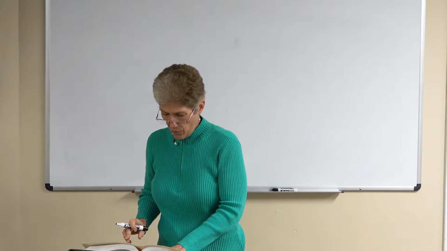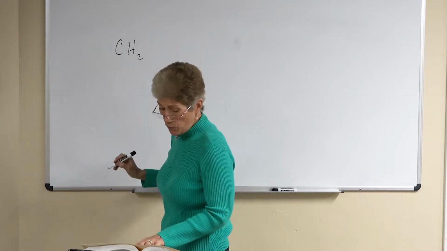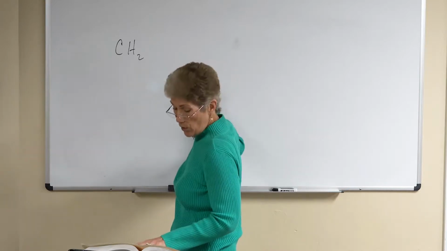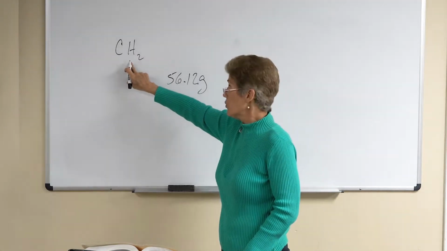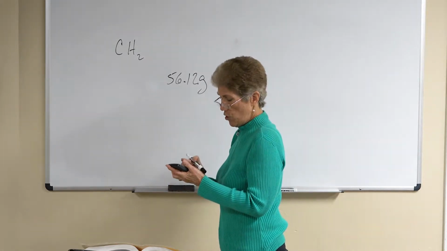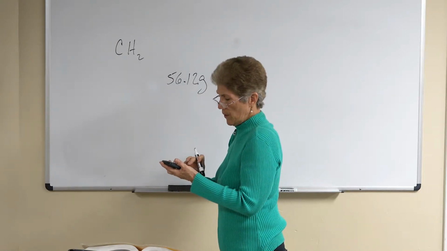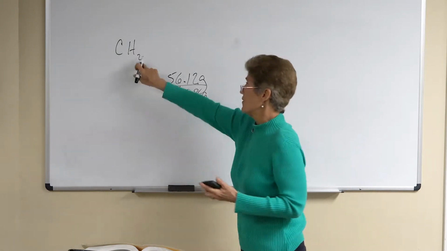Number 5. A compound has an empirical formula of CH2 and a molar mass of 56.12 grams. What is its molecular formula? So we have CH2 as its empirical formula, and we have that its molar mass is 56.12 grams per mole. So we will determine what the mass of the empirical formula is. It would be 12.01, which is carbon, plus 1.01 plus 1.01, which gives us 14.03. That is the mass of the empirical formula.